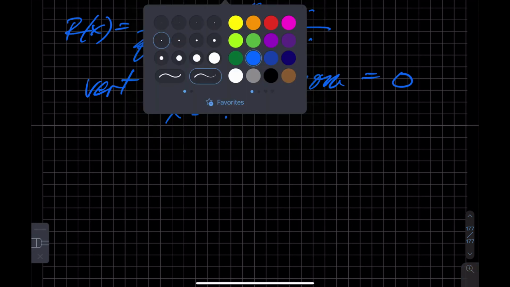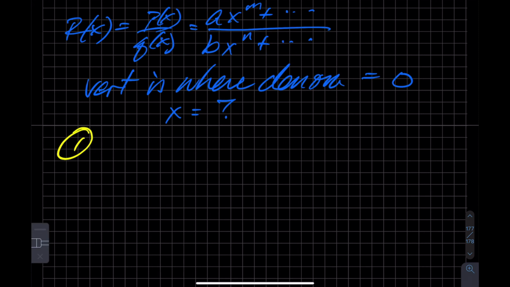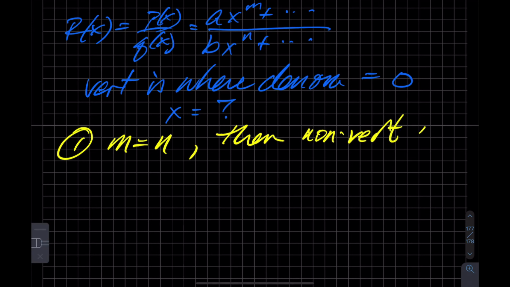And then scenario 1, or circumstance 1, is when m is equal to n. Then the non-vertical asymptote is A over B.